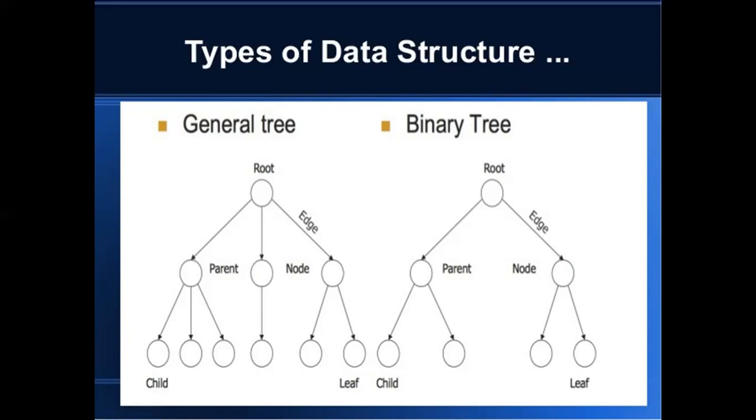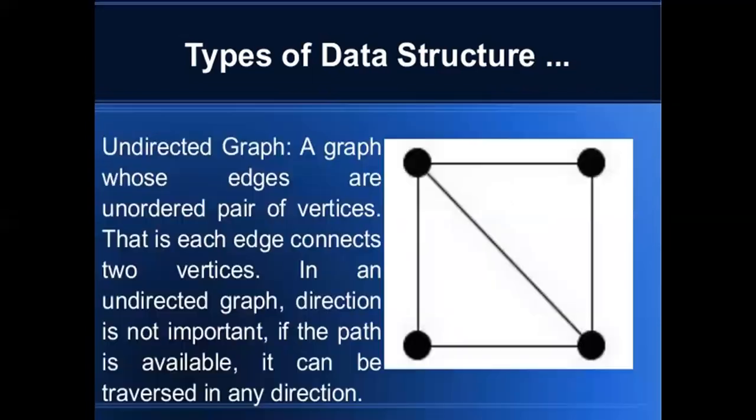Here it is again divided into binary trees, AVL trees, red-black trees, and more combinations will come. Here we can store the data. We are not storing it continuously, that's why it is called a non-linear data structure. This is one example, the tree.